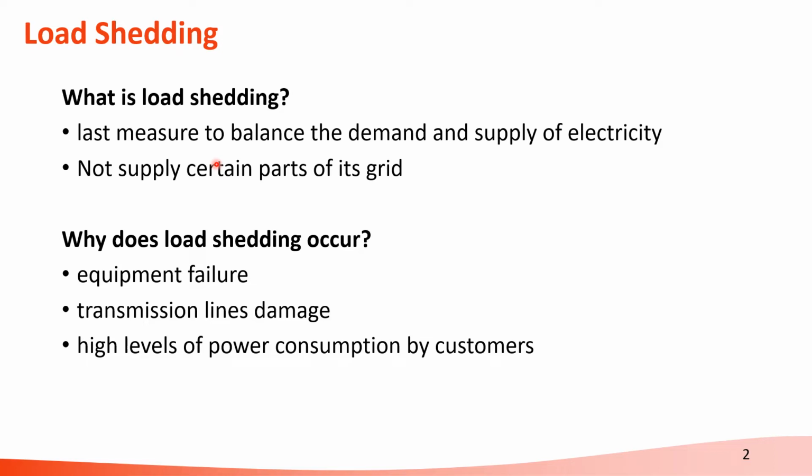Usually the power company may have some backup generators and some backup batteries. If these two things are also broken, damaged or failed, load shedding will be the last measure to balance the supply and demand. So why does load shedding occur? There may be three reasons that load shedding will occur.